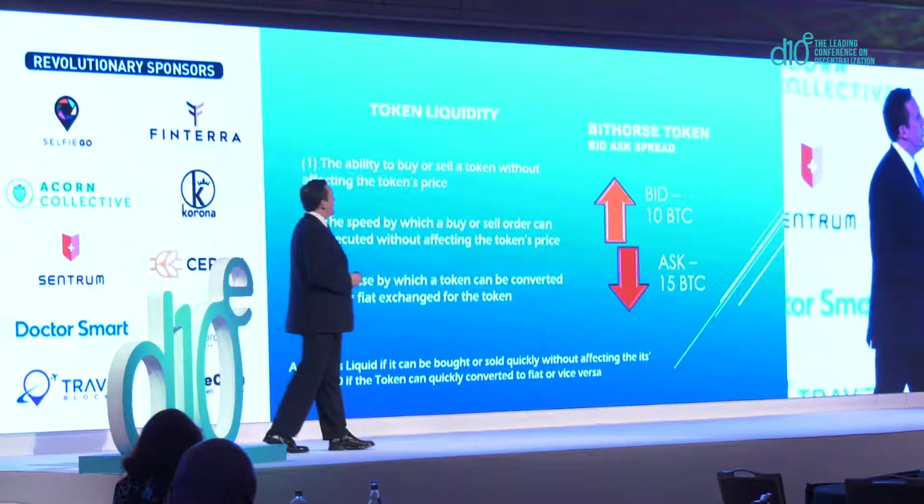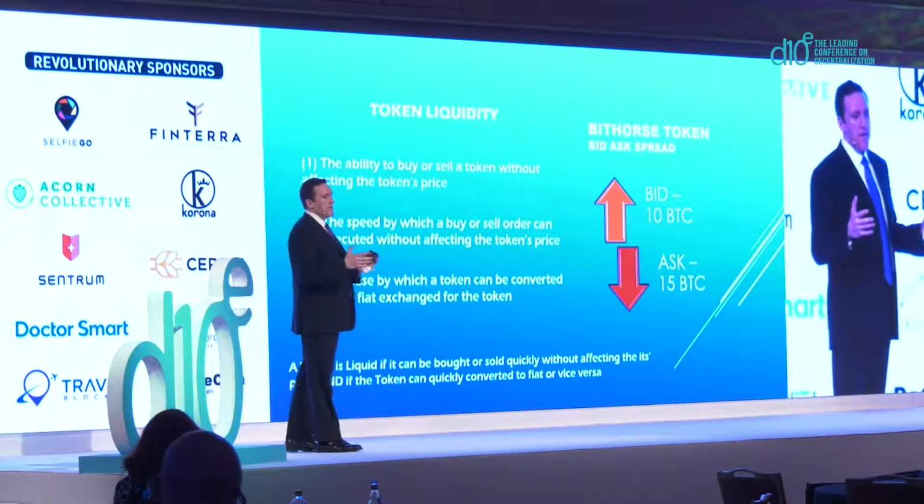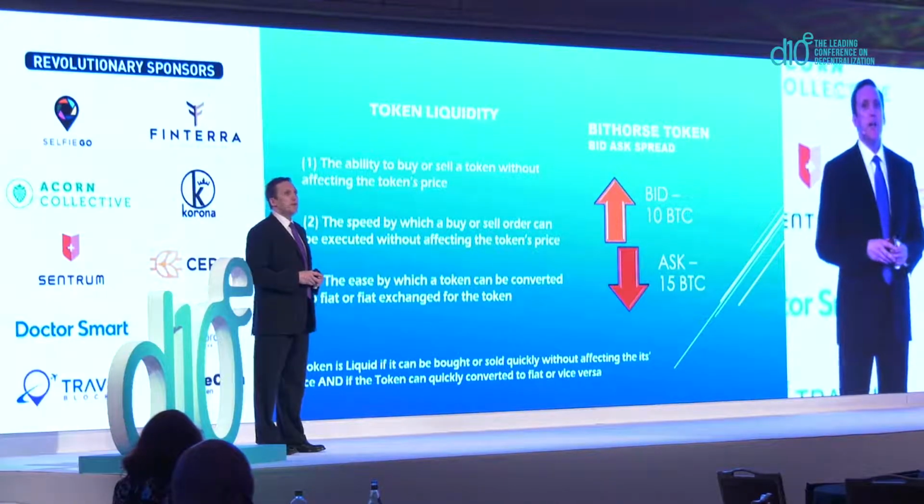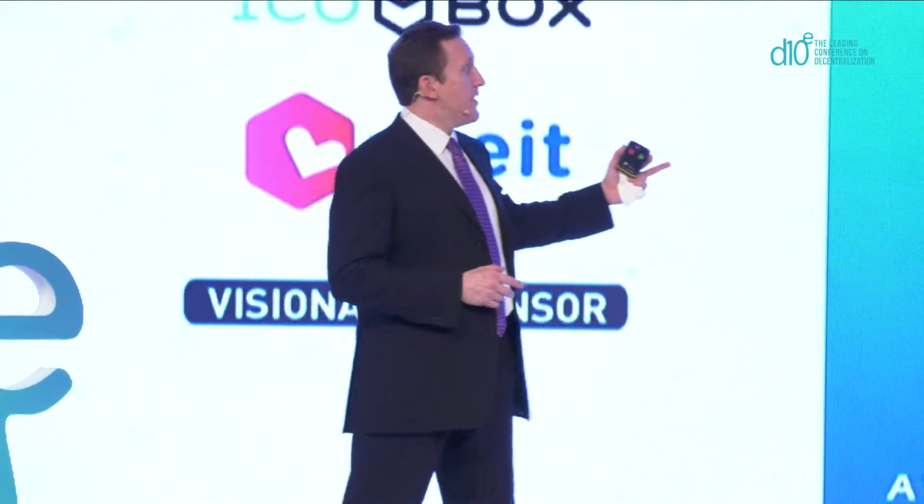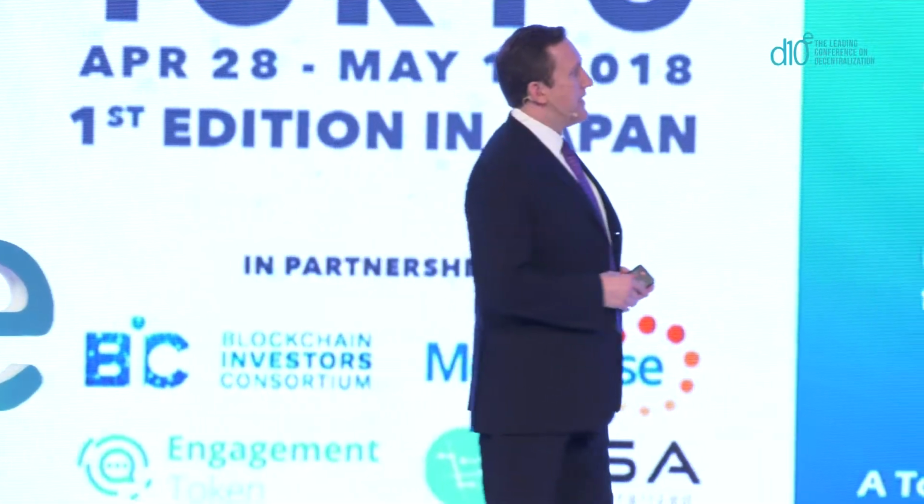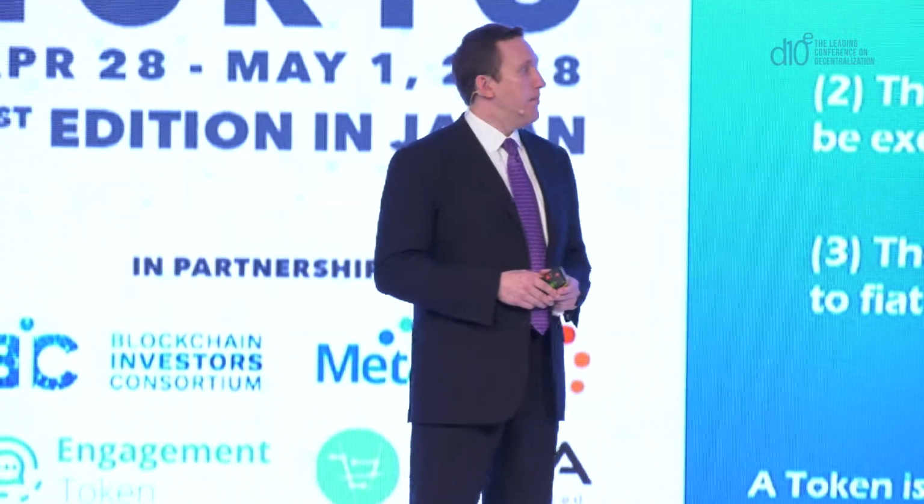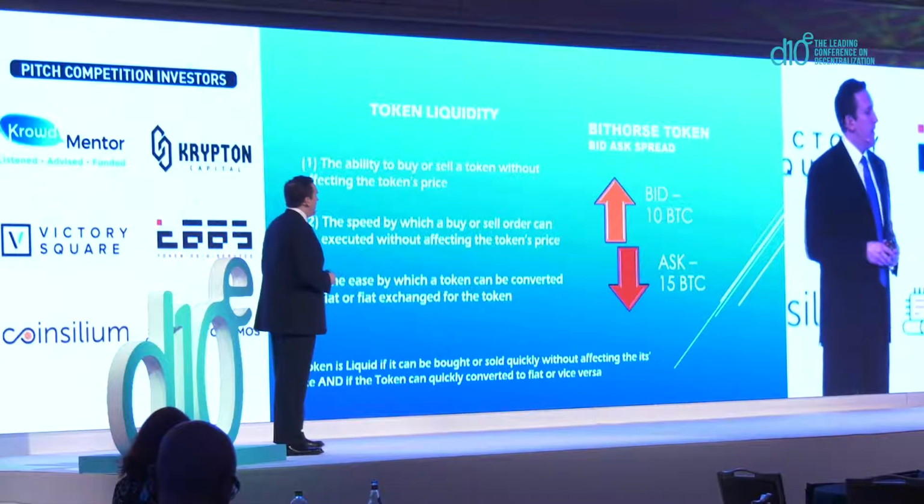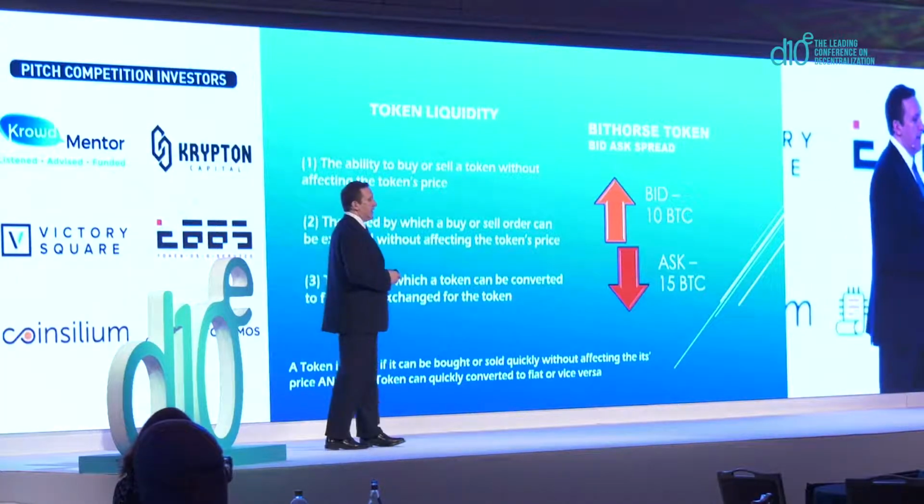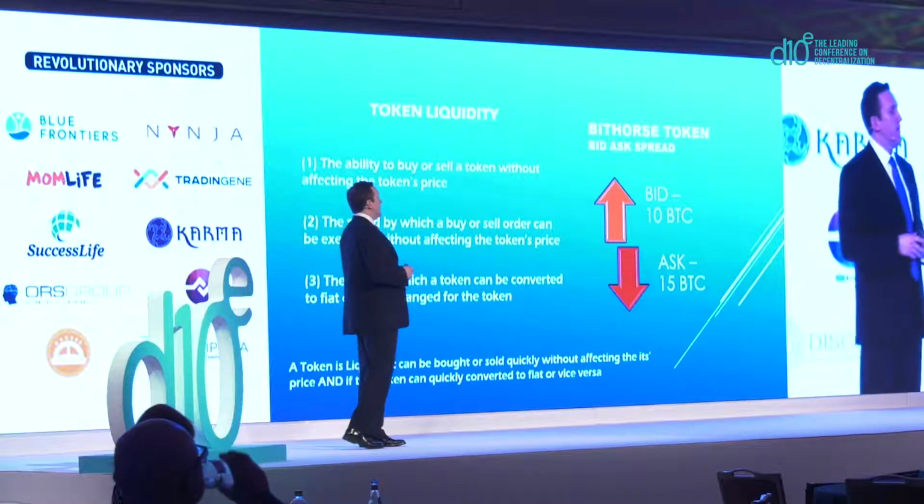So just an example over here, this is a BitHorse token. In theory, some people raised $30 million to purchase racehorses, one of which they think will win the Triple Crown. Now, the token goes onto an exchange and it's being traded. The bid is 10 Bitcoin for the particular token, and the ask is 15 Bitcoin. So people are willing to buy the token at 10 Bitcoin, and people are willing to sell it at 15. So you have a huge 50% margin there, where that token would be very illiquid. So what we try to do is bring liquidity to this market for a variety of reasons.